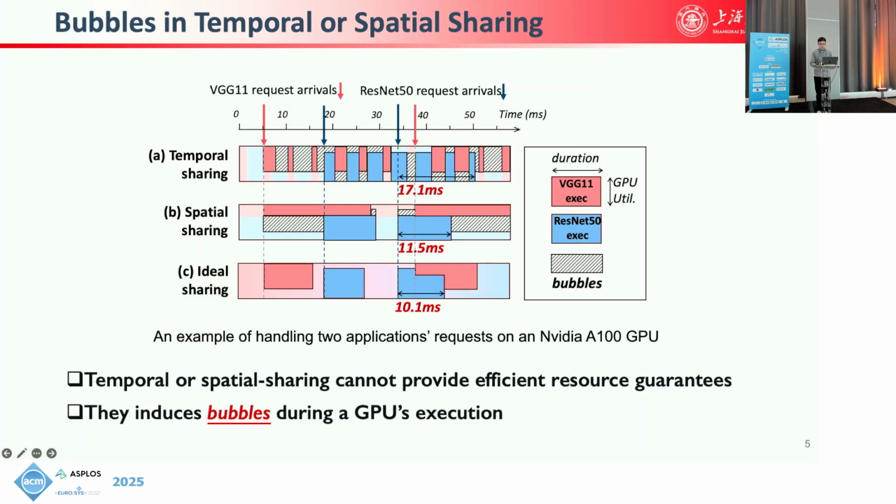Now let's review the basic patterns of how resources are shared across applications on a GPU. Let's see an example: a request from a VGG model application arrives first, followed by a ResNet request that wants to share the GPU. Temporal sharing treats the GPU's time slices as the primary resource, where users take turns using the GPU in a round-robin fashion. On the other hand, spatial sharing treats streaming multiprocessor resources as the primary resource, allocating them to different applications. However, both approaches have significant limitations. They fail to provide efficient resource guarantees and often introduce bubbles during GPU execution, leading to low utilization and suboptimal performance.